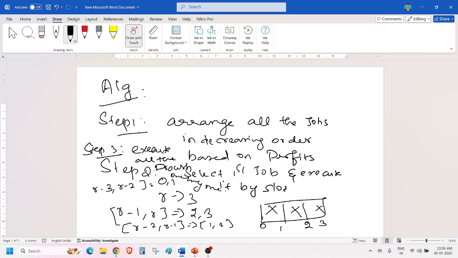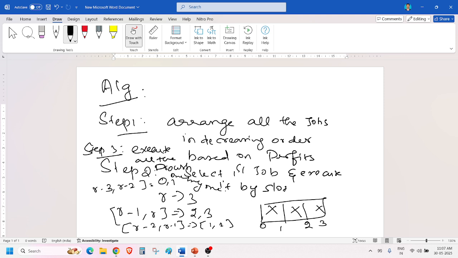Once again I am saying, please listen. First you have to arrange all the jobs in descending order based on the profit value. That is the first step. In the second step, you have to take the first job, select it and execute it based on the slot. The formula is r minus 1 comma r. They will give the slot r, for example 3, and from that you can take it. Then you have to execute all the processes one by one. So this is the algorithm.